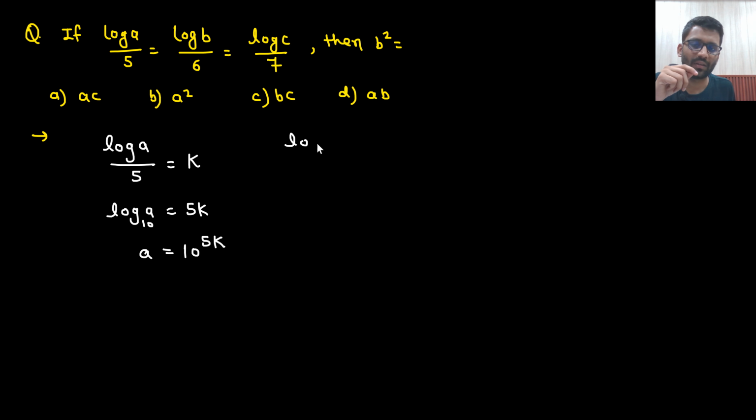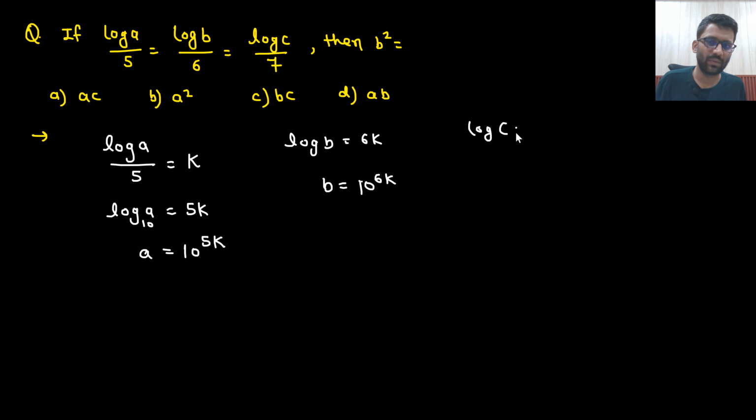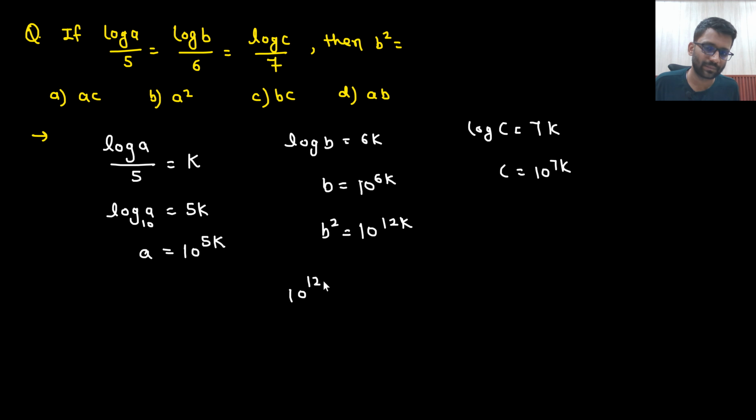What about b? Log b will be equal to 6k, so b will be equal to 10 to the power 6k. And what about c? Log c would be equal to 7k, so c will be equal to 10 to the power 7k. What they are asking is b square. What will be b square? 10 to the power 12k. So b square is 10 to the power 12k.